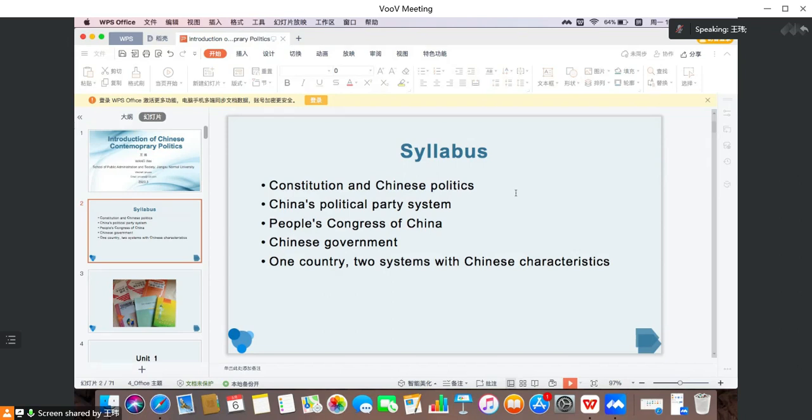And China's political party system, we know. And here's a question. I don't know what your understanding is about our party system. What's your opinion about our party system? And do you know? Okay, here's a question. Are there any other parties in our China? Yes or no? Firstly, no other parties in our China.